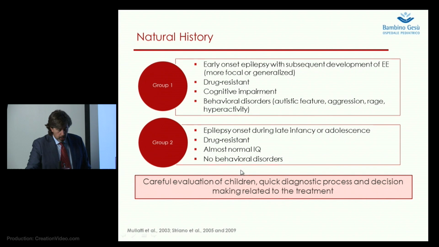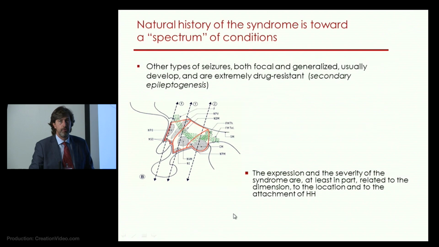Obviously, it is important to carefully evaluate children in order not to lose time, as the longer the epilepsy, the longer the seizures, and the worse the outcome might be when we decide to operate on those children. And again, the natural history toward the spectrum depends also on the dimension of the hypothalamic hamartoma, on the location, on the attachment and the spreading networks that have been created over time.